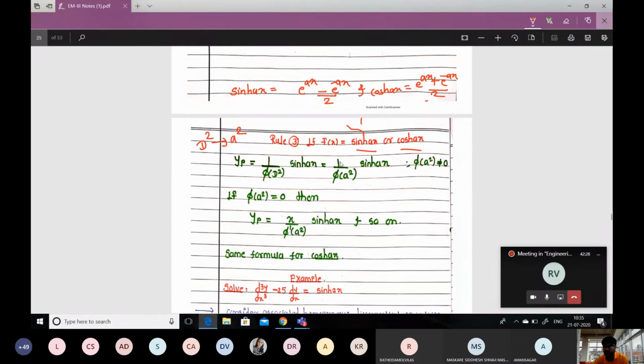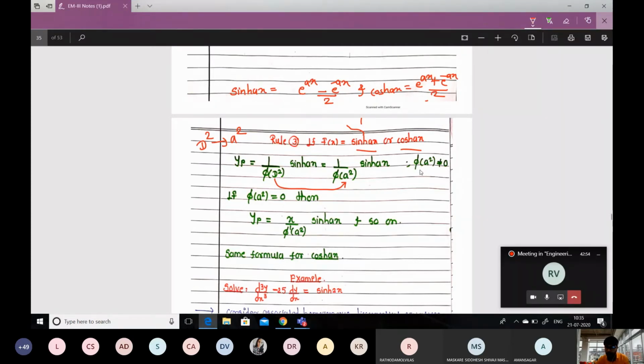The same as that of a trigonometric function, but in this case you have to replace the D square term by a square only, not minus a square. Why? Because the derivative of sine hyperbolic function is cos hyperbolic and the derivative of cos hyperbolic function is sine hyperbolic. There is no negative sign. If you take the double derivative of sine hyperbolic, you will get the same function, sine hyperbolic, no negative sign. So that's why there is no negative sign, and the rest of the process is the same.